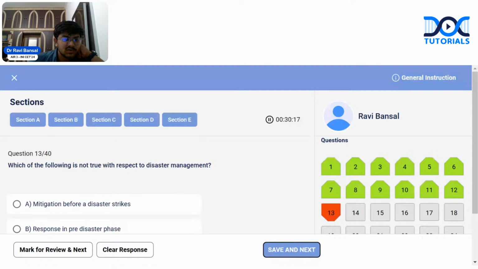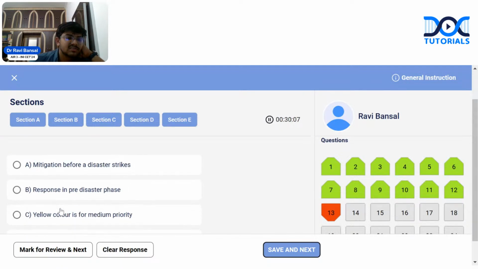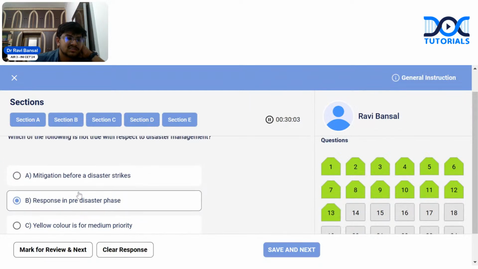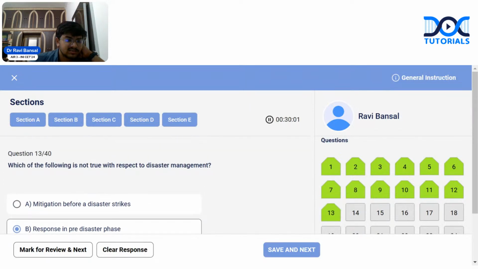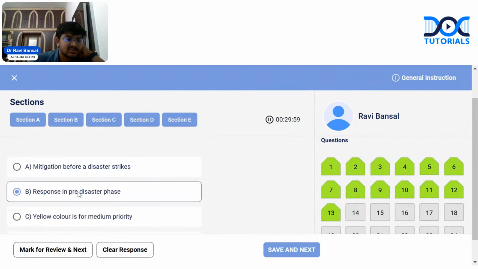Which of the following is not true with respect to disaster management? Mitigation before a disaster strikes. Right, it comes in the preparedness and mitigation phase. Response in pre-disaster phase. No, response occurs post-disaster. When a disaster strikes, then the response from the authorities comes.